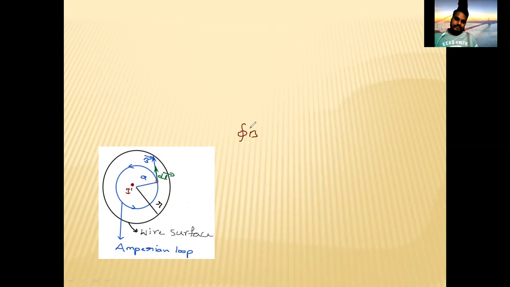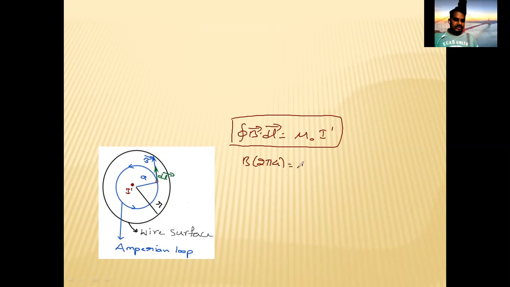Closed integral of B dot dl is equal to mu naught times I enclosed, which here I'm going to take as I dash, because that is what is there. And we know that the loop has a radius a. So when you do the integration, you will get 2 pi a, and mu naught times I dash. So first let's find out I dash.